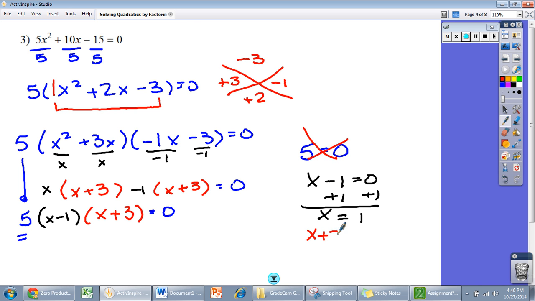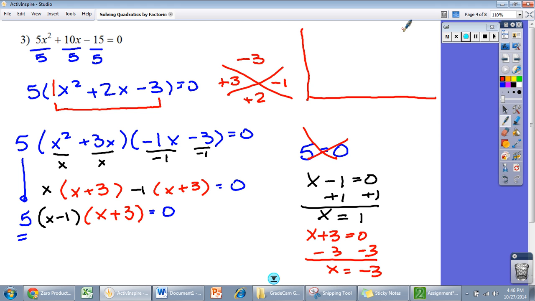x plus 3 equals 0. Again, solving, we get x equals -3. So my two solutions, my roots, my zeros, my x-intercepts for this problem are x equals positive 1 or x equals -3. And those are my two solutions. If they were written in set notation, you would see {1, -3}.